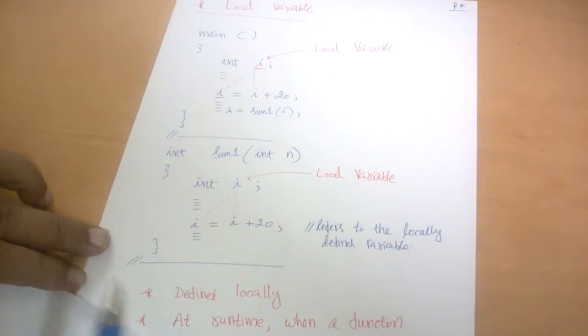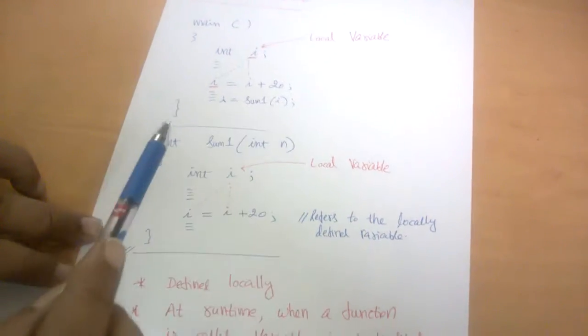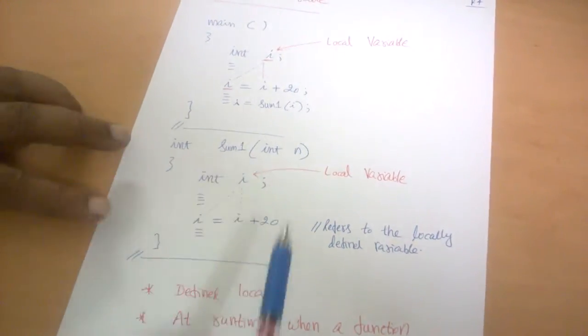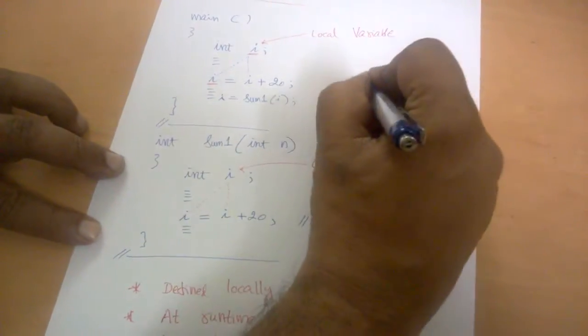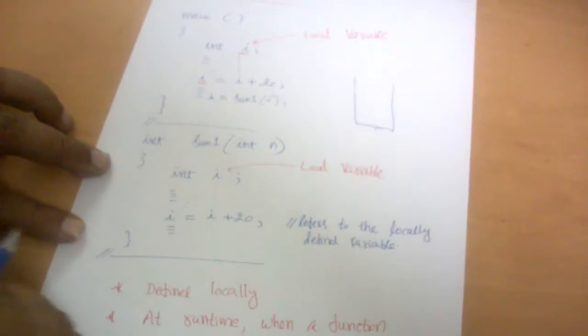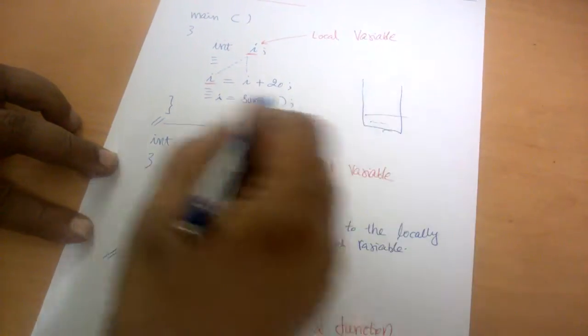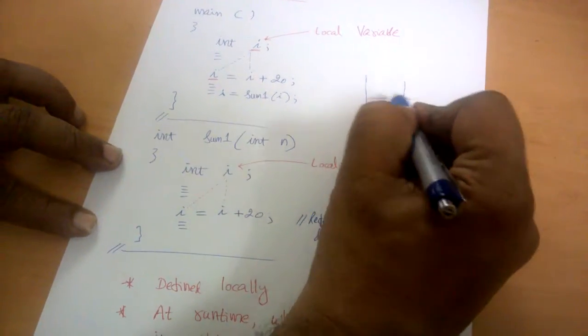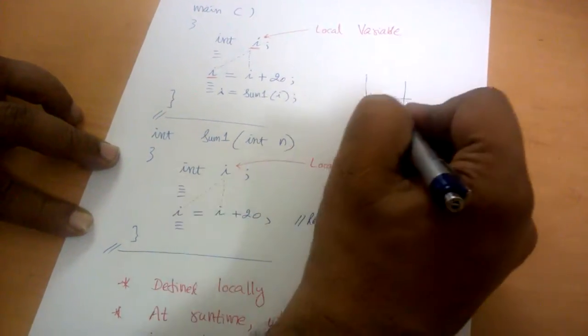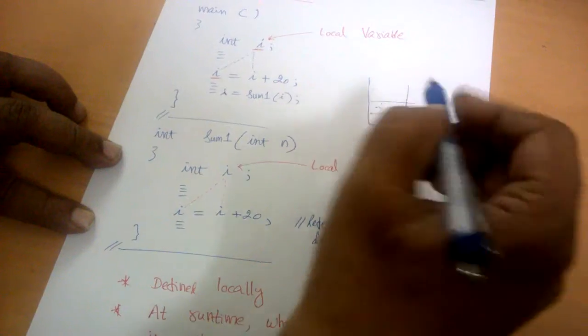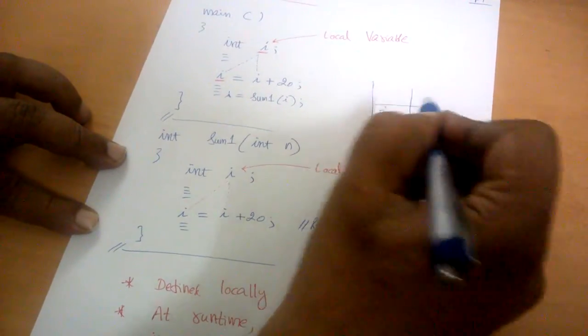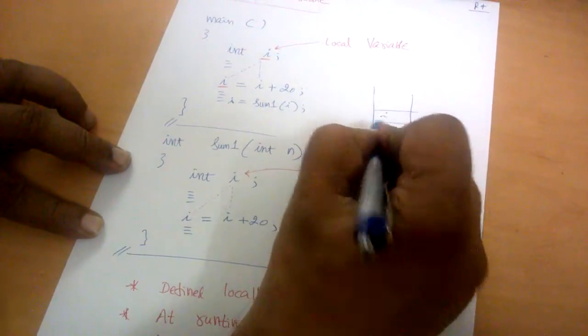Now at runtime, when we call this function, see what happens. Let's say this is the runtime stack. So this is main, and from main we are calling sum1. So sum1 is here. Now the variable I is allocated space here. This variable I of main is here. As you can see, these two are different.